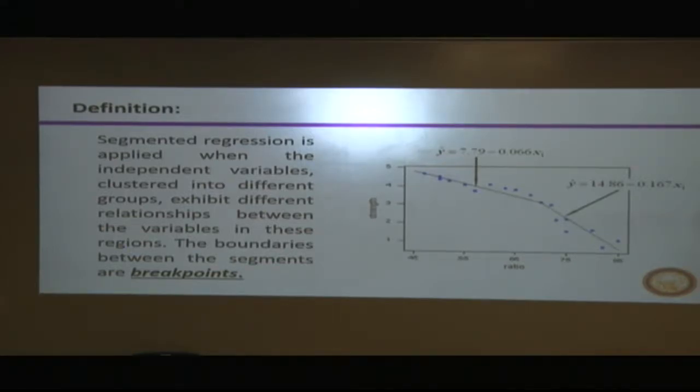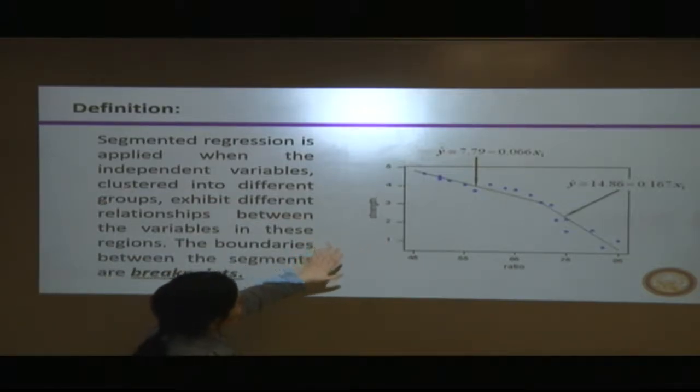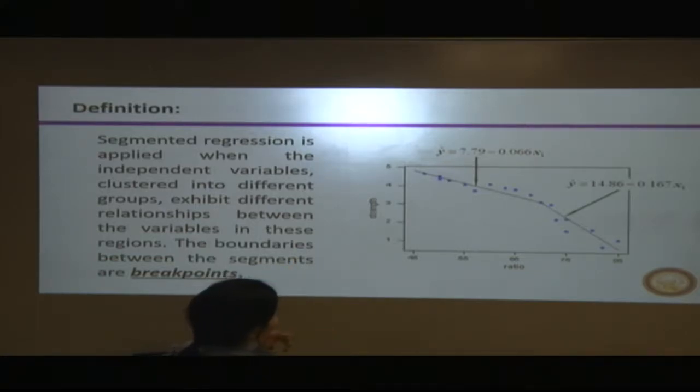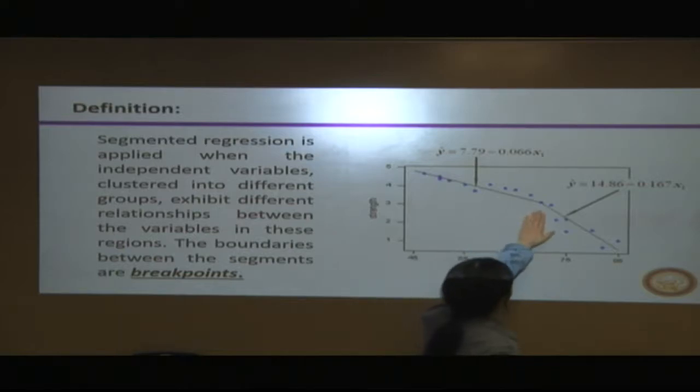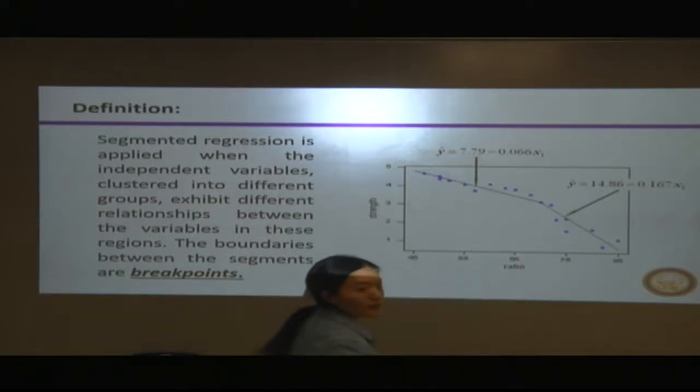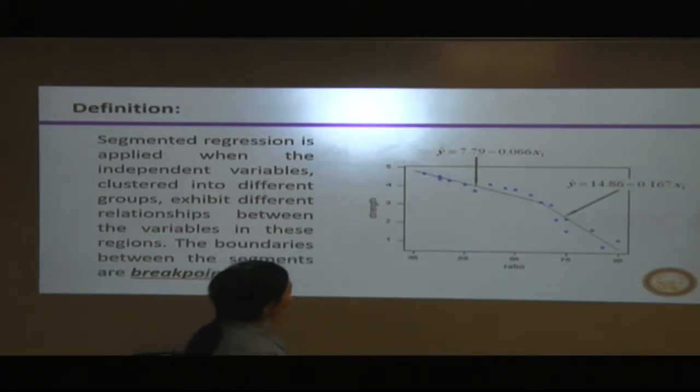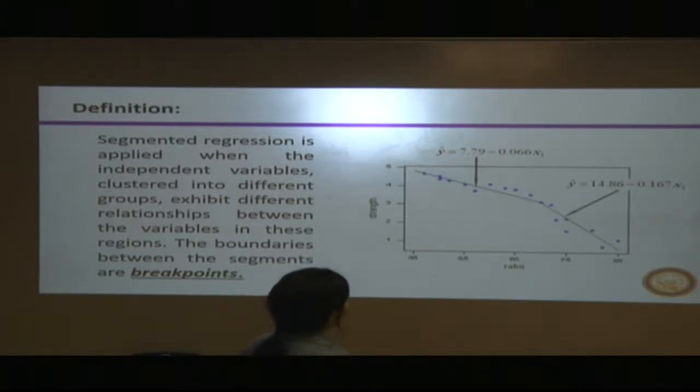For example, you can see that the trend of the data in this scatter plot seems to change at this point, right? And this common point is called the breakpoint. Breakpoint is very important.